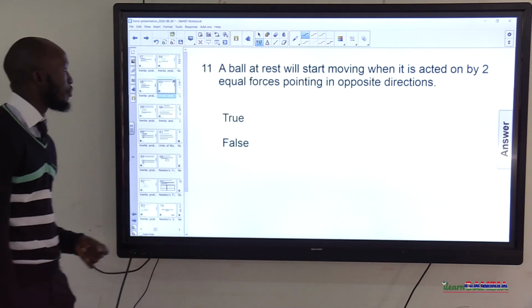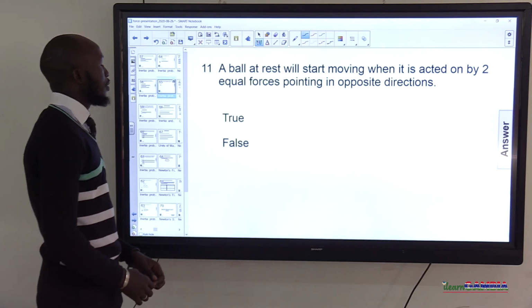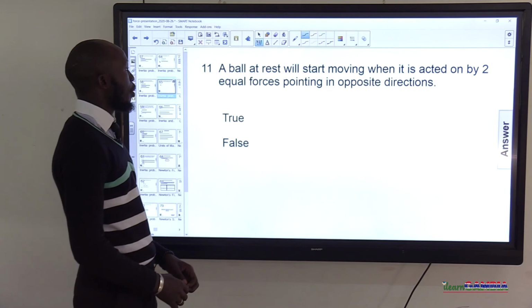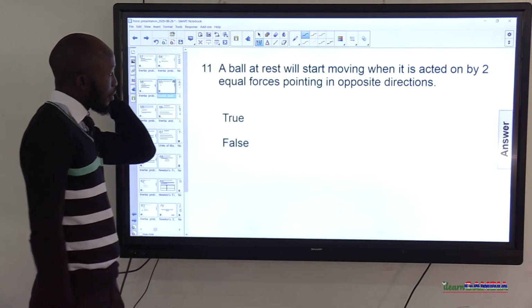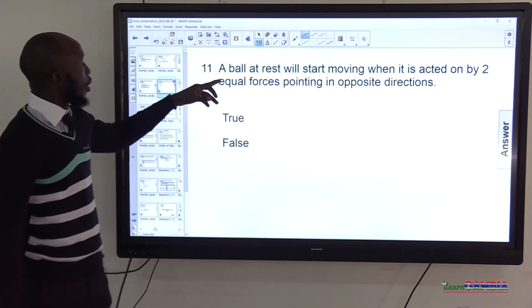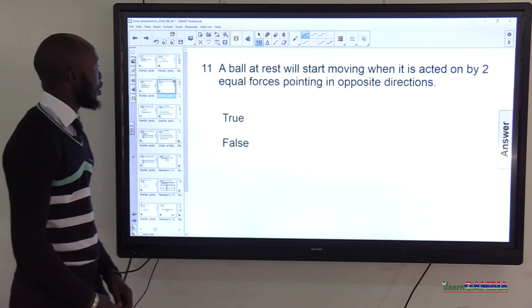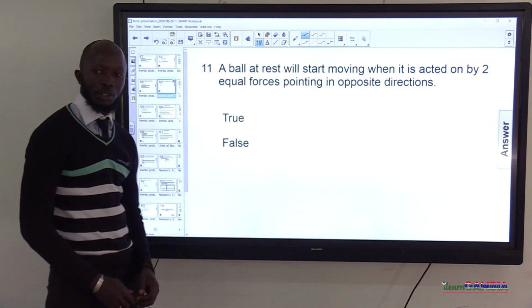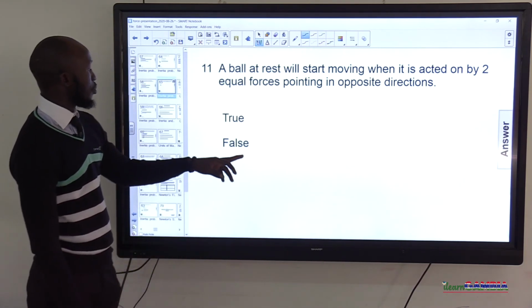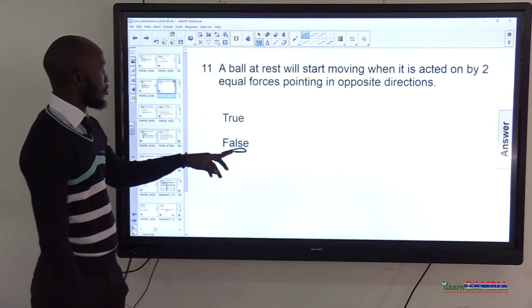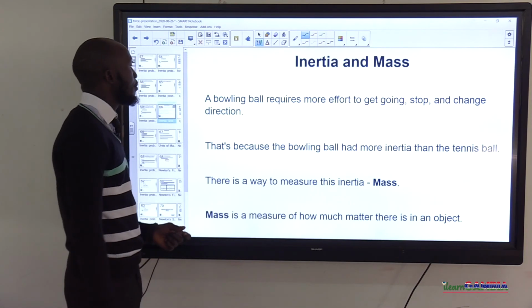A ball at rest will start moving when it is acted on by two equal forces pointing in opposite directions. True or false? I think the right answer will be false. It will not move because the forces will balance out. The effect of one force will balance out the other, right?